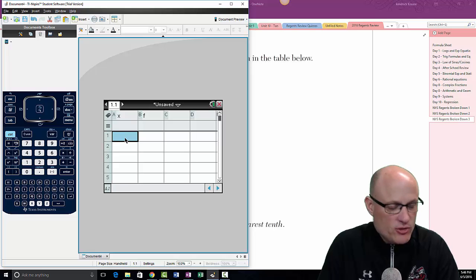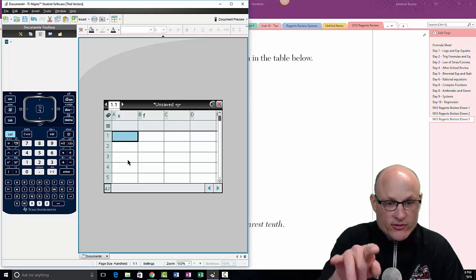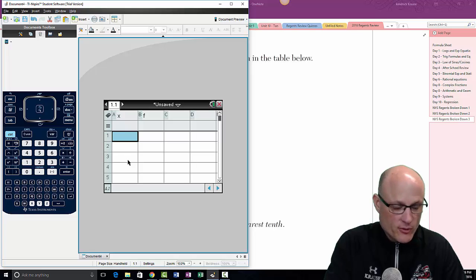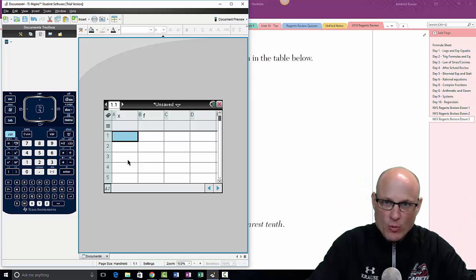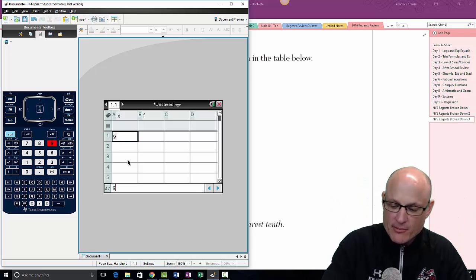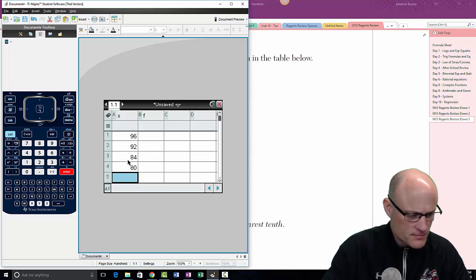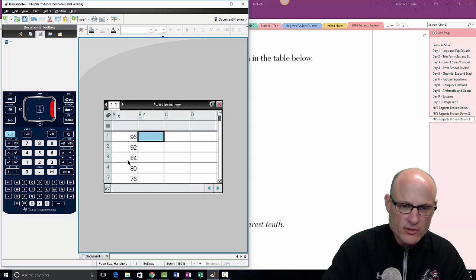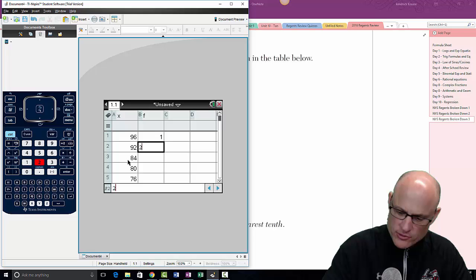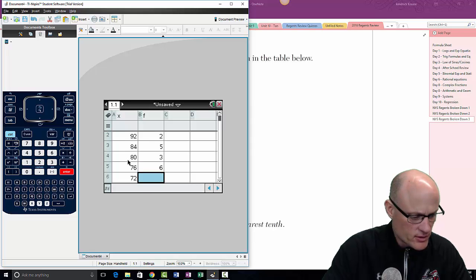Now, if you don't like this, you could just put them all in: 96, 92, 92, 84, 84, 84, 80. If you can't figure out how to use a two-column table, put them all in one list and then just do it the normal way. But I'm going to do them the way they set it up. 96, 92, 84, 80, 76, 72, and 68. Hopefully I got those in right. Frequencies: 1, 2, 5, 3, 6, 3, 2.